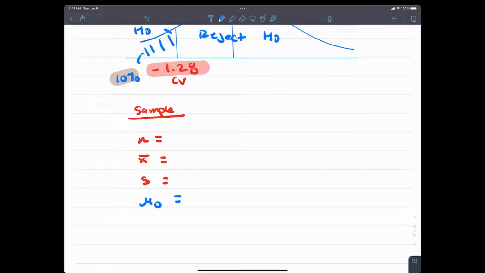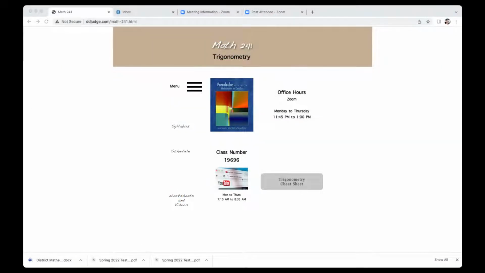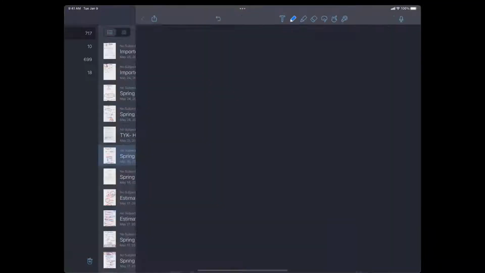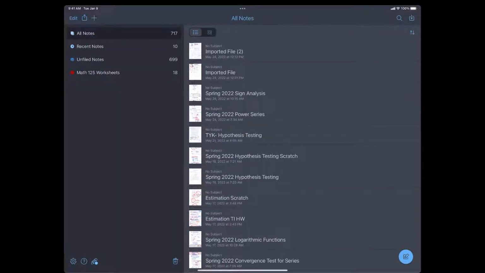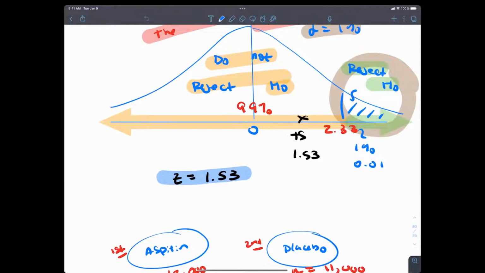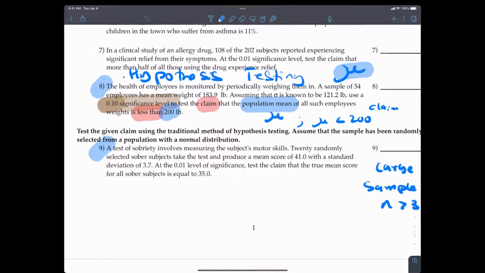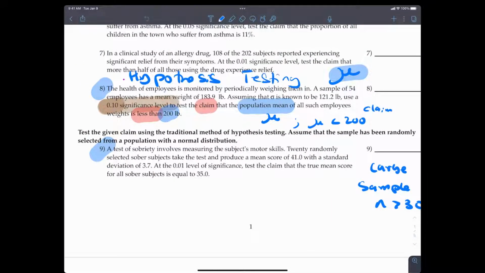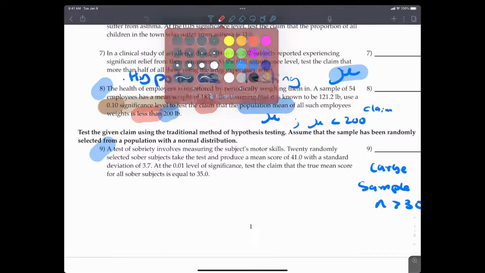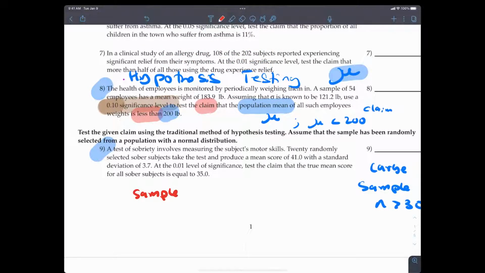So let's go back and read here. Hypothesis testing. There it is. Number 8. I'm going to write down the sample information. Here's my sample. When I go back and read it, it's a sample of 54 employees. Sample size is 54.